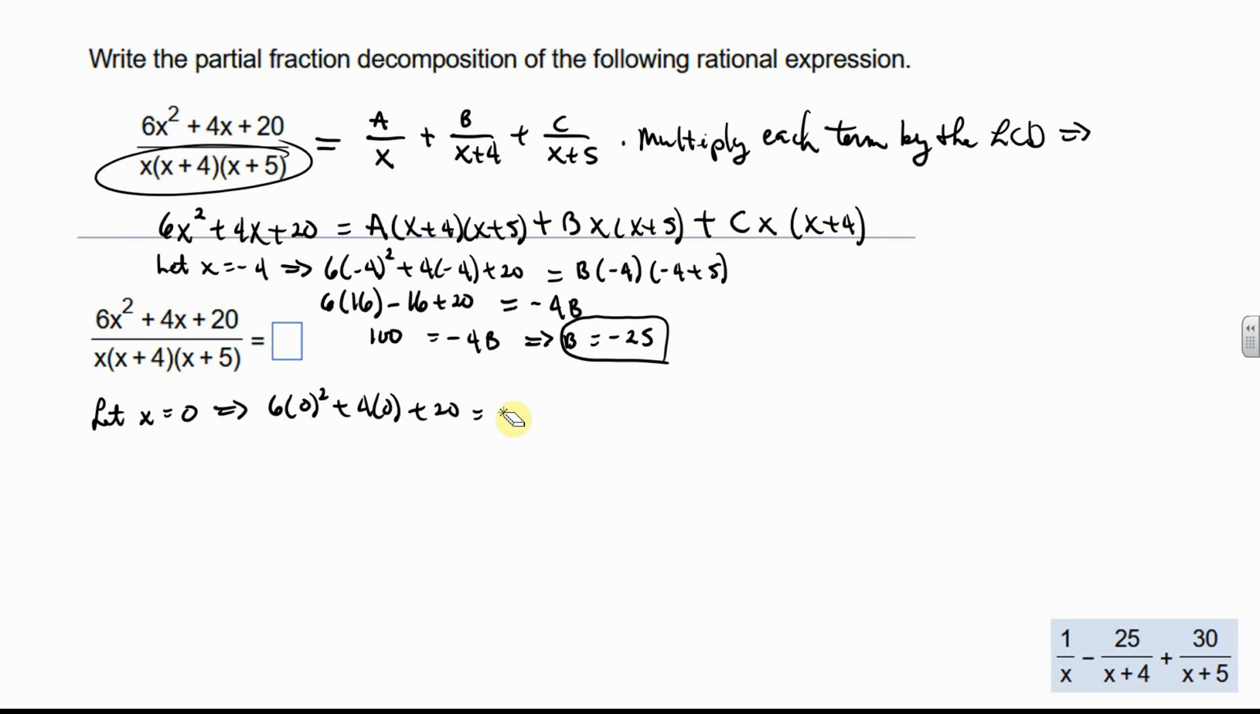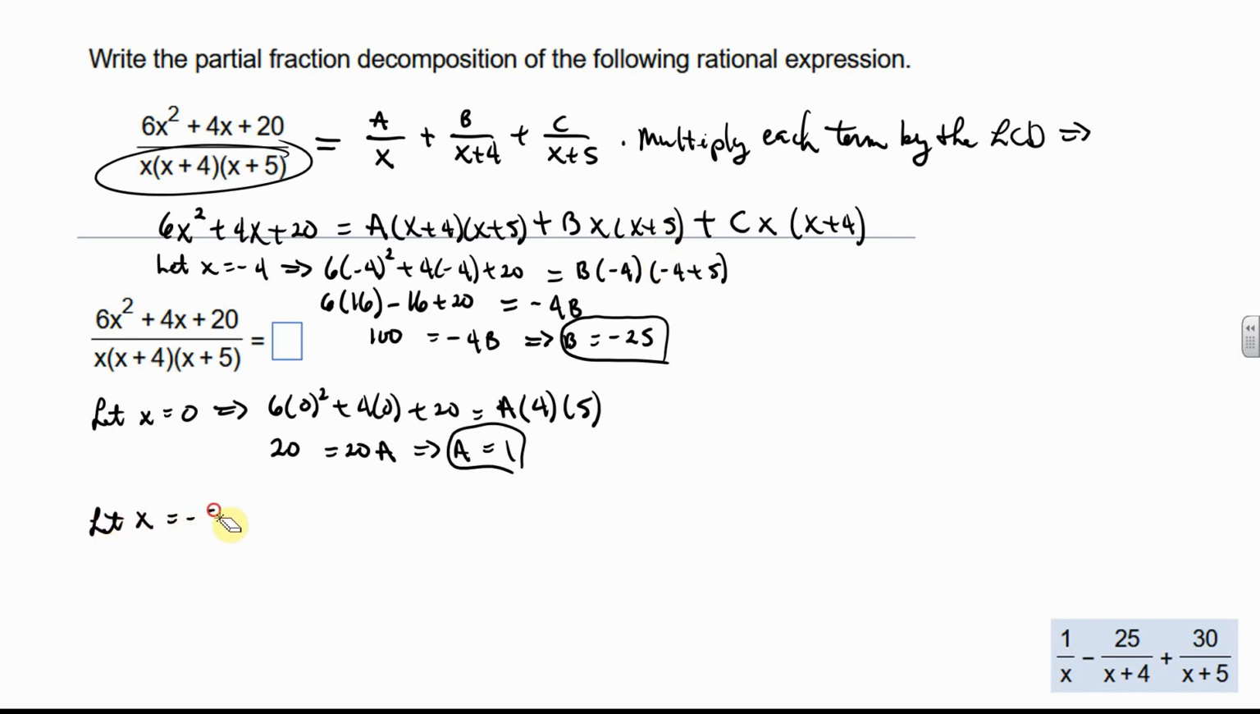So this is a times 4 times 5. They're letting x equal to 0. So this gives us 20 is equal to 20a, so a is equal to 1. Is everybody with me? Now I have one more. I have that's x plus 5, so let x equal to negative 5.